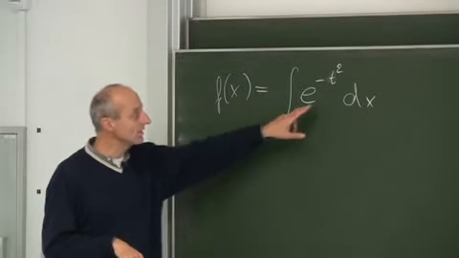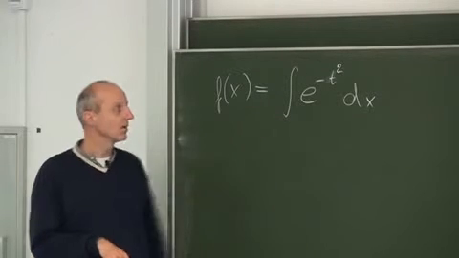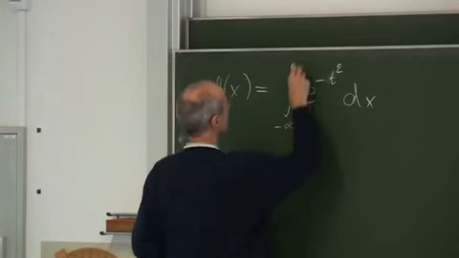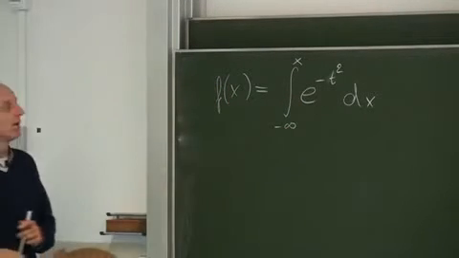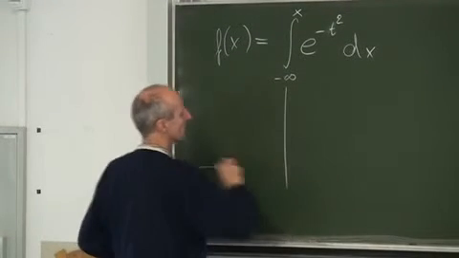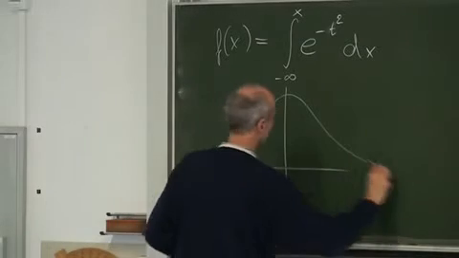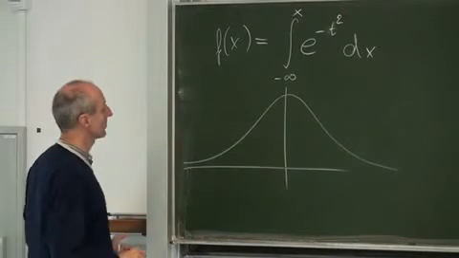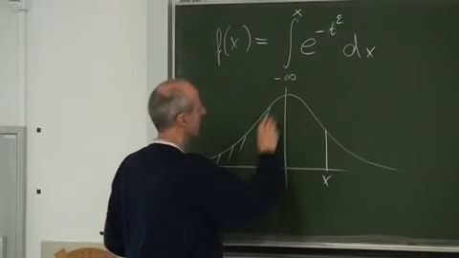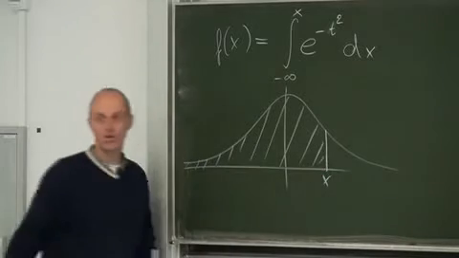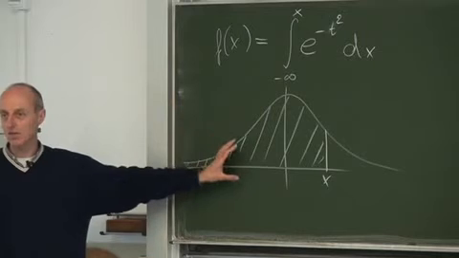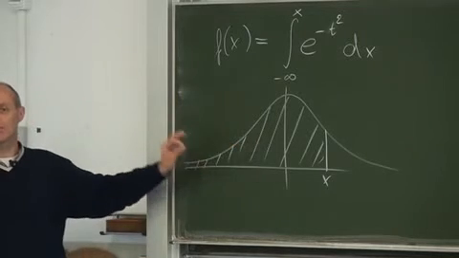But of course, the integral of this exists. Oh, sorry, this should be minus infinity to x. I mean, if you look at the picture, this is such a function. And the question is, what is the area under this function up to this point x? And of course this area exists, and you can numerically approximate this area, but you will never have the exact value.